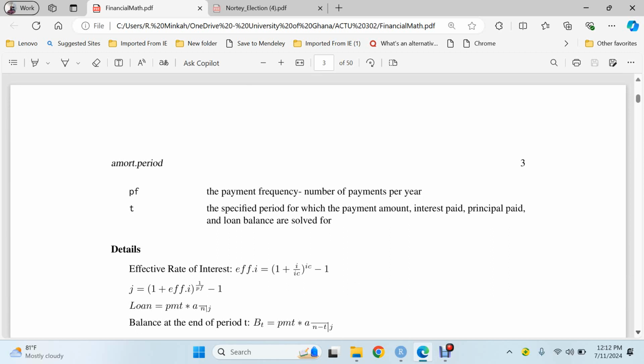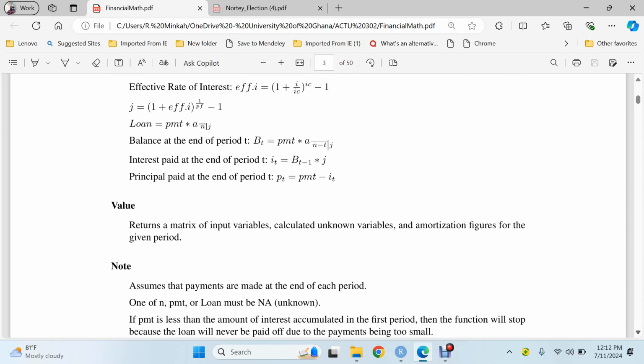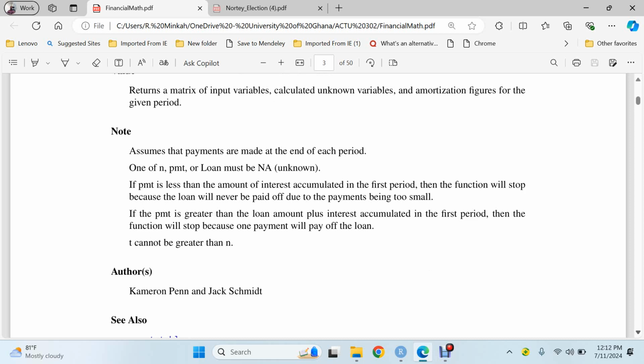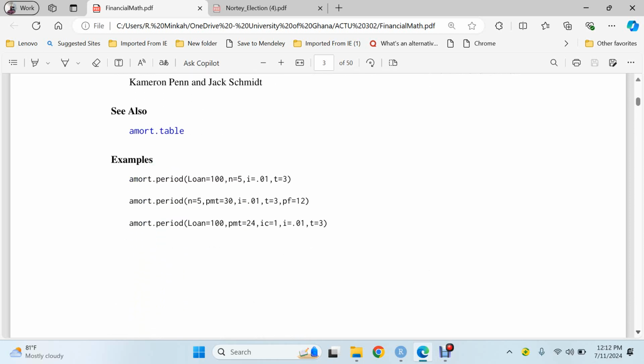For example, the relationship between the effective interest rate and the nominal rate. And then it says it returns a matrix of input variables calculated on known variables and amortization figures for a given period. So how do you use this? Well, they've given also an example.